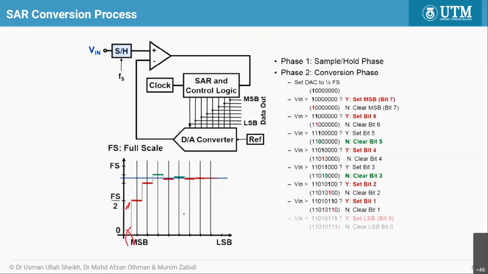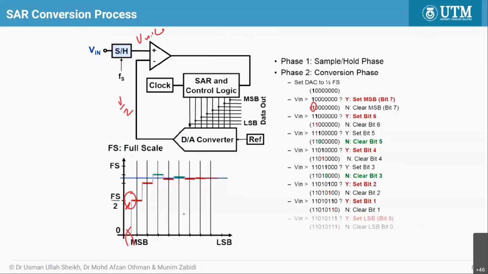Here you can see, in the first clock cycle, you will check your unknown voltage, V unknown, and compare it with half the reference, V over 2. If your voltage is higher than V over 2, you will know that the first bit is 1. So bit number 1 is set, because your voltage is higher than V over 2.